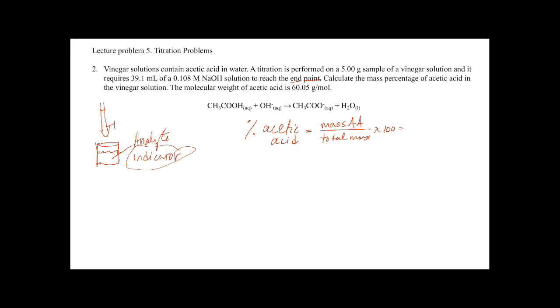So in this case, our total mass is 5.00 grams of the vinegar. We need to get the mass of the acetic acid, and when we multiply that by 100, we'll have our final answer.